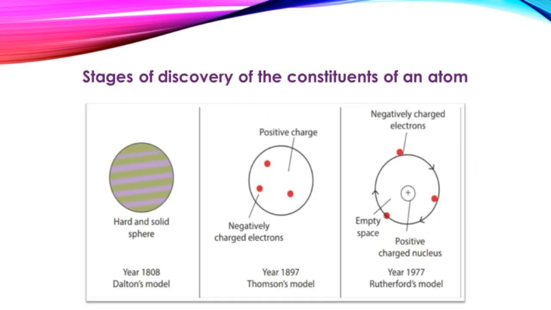Stages of discovery of the constituents of an atom. In the year 1808, Dalton's model said that atoms are the smallest indivisible particles, which are hard and solid spheres. And his theory does not propose anything about the positive and negative charge of the atom.